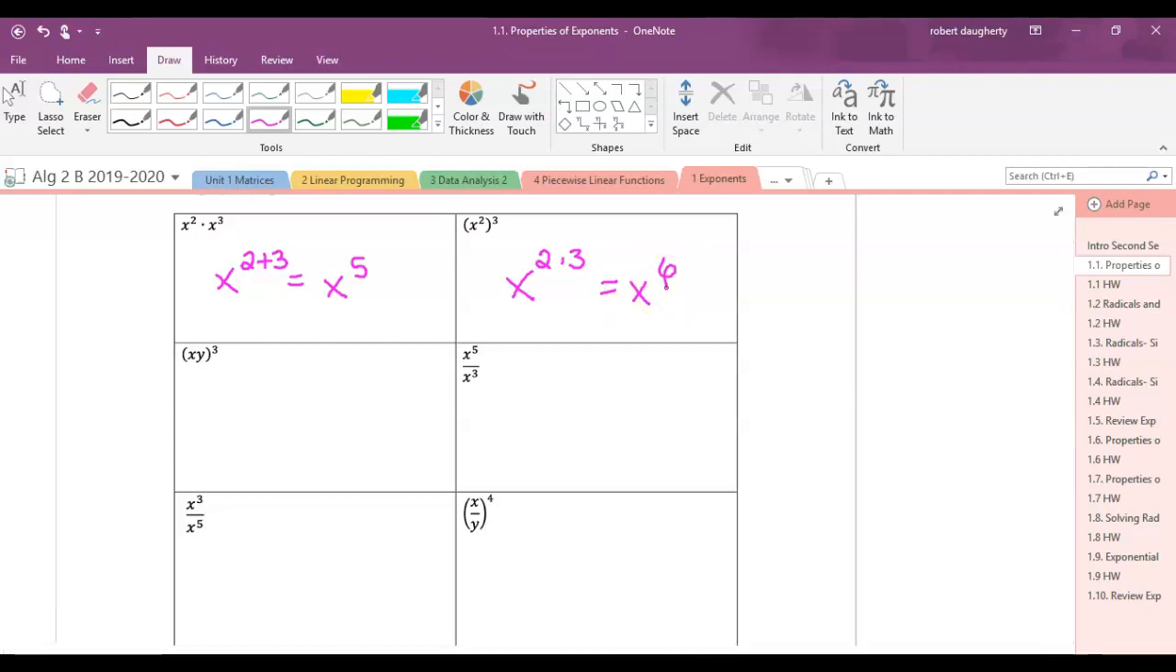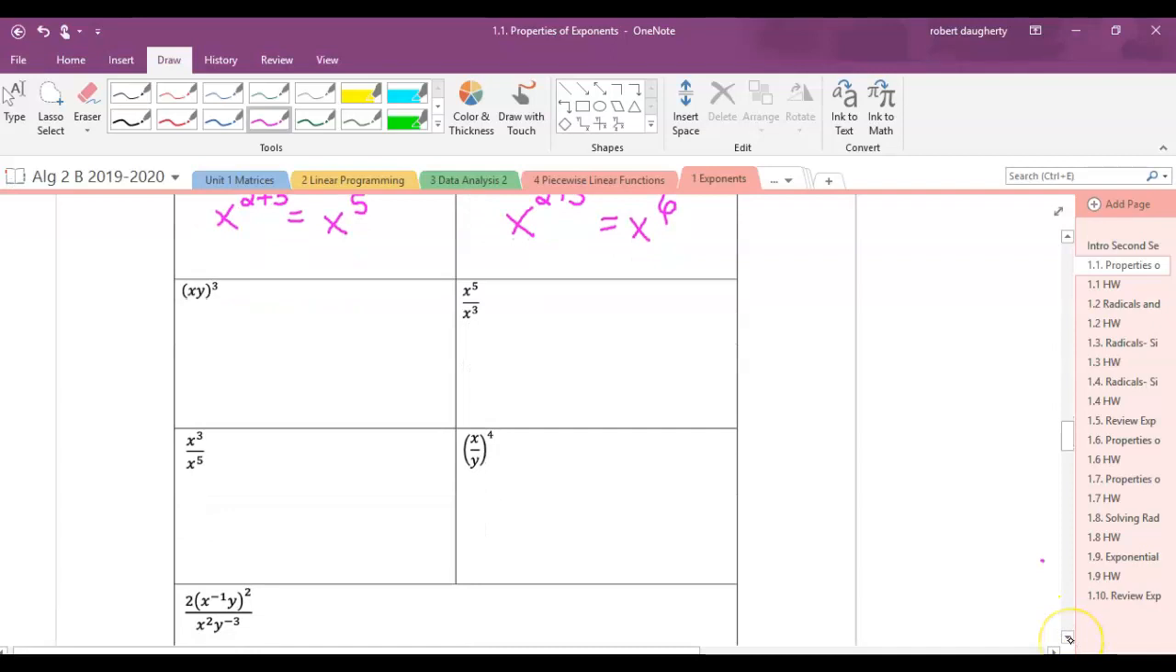Look at the next one. What is being cubed? Both of these, the x and the y. So this can be written as x cubed y cubed. See, this is all easy, right?